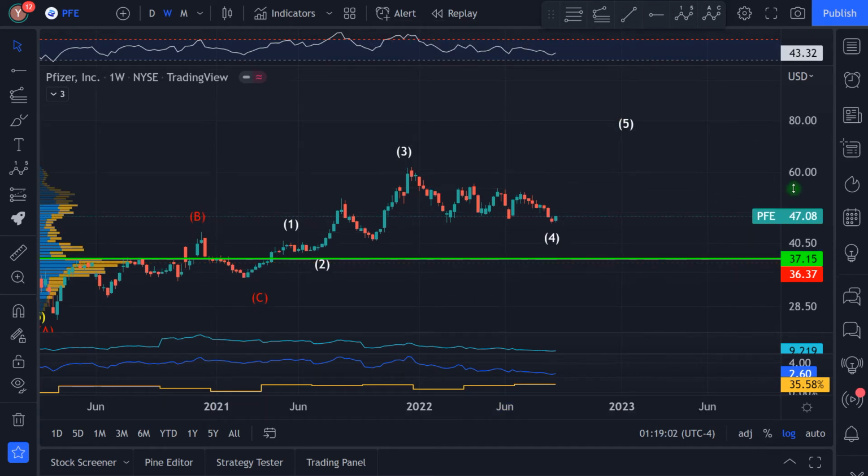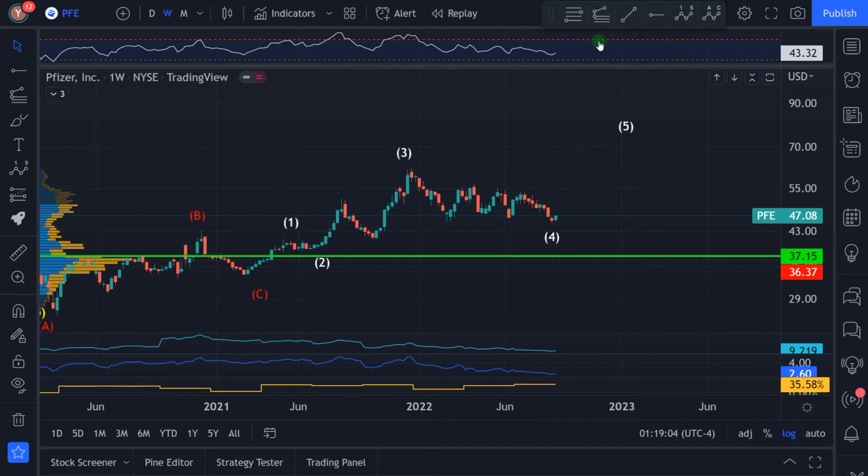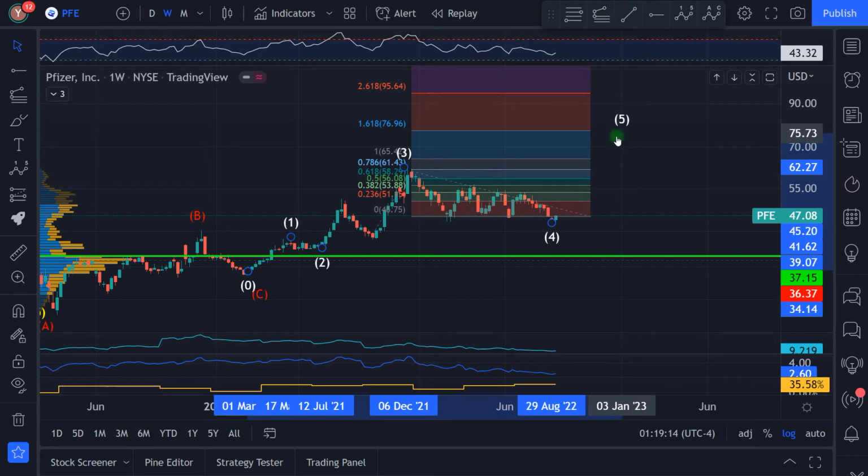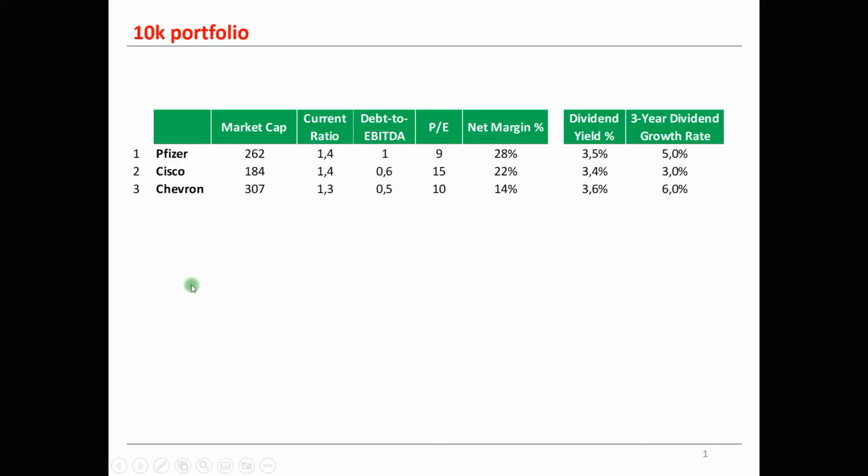I can tell you my target for Pfizer for the coming years. It can be 76. So my target for Pfizer is 76 bucks. And let's come back to our stock list.